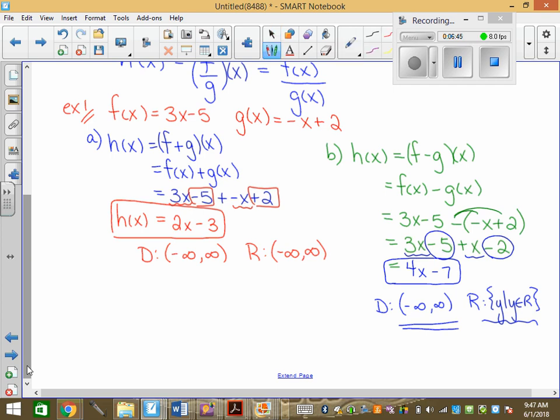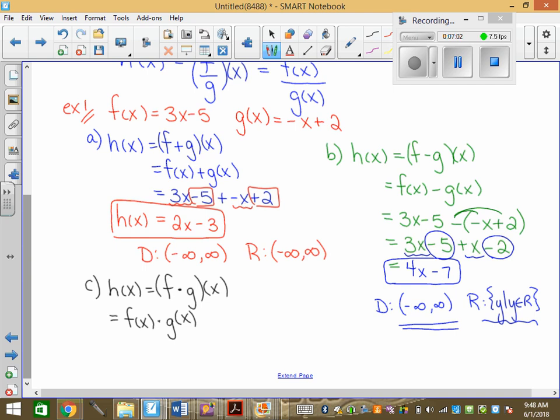C. h of x equals f close dot g of x. What does the close dot mean? So we're going to do f of x times g of x, which means we're multiplying two linear factors.